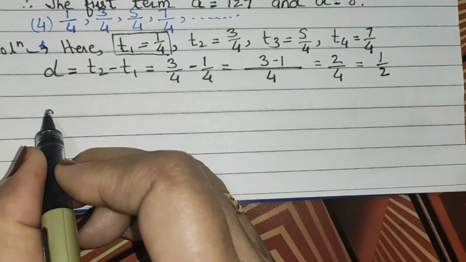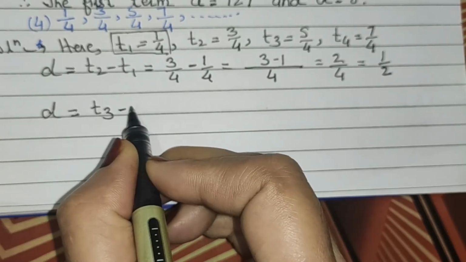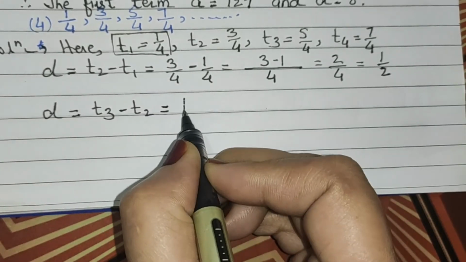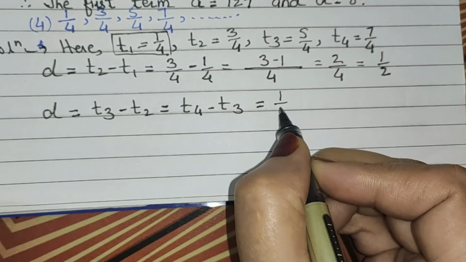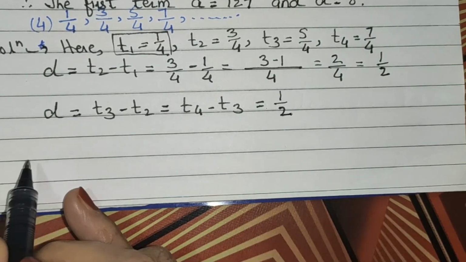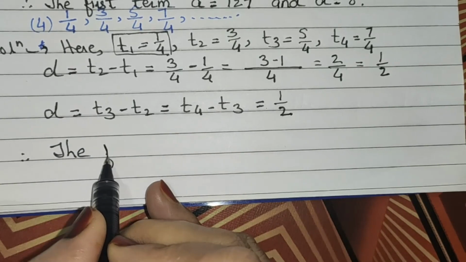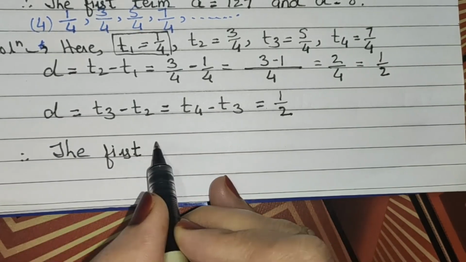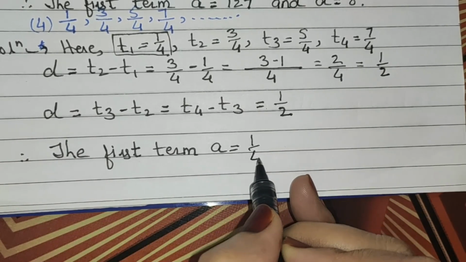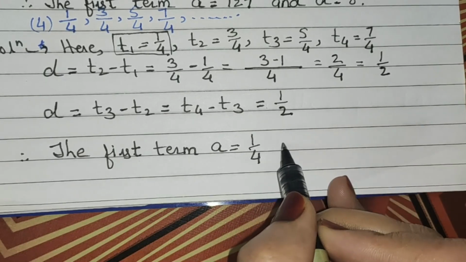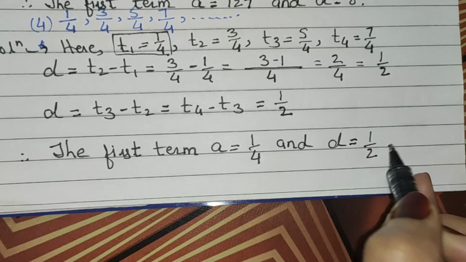Now in the same manner we get T3 minus T2 and T4 minus T3. The value is 1 upon 2. Therefore, the first term A is equal to 1 upon 4 and the value of D is equal to 1 upon 2.